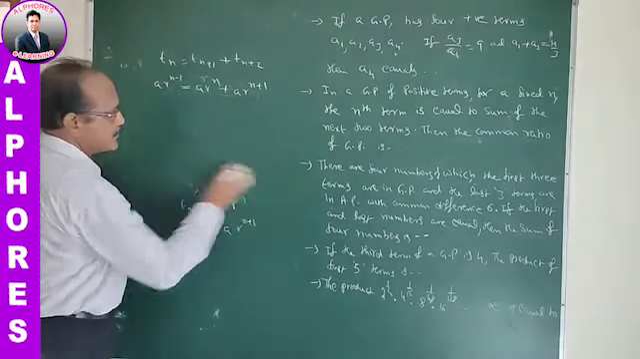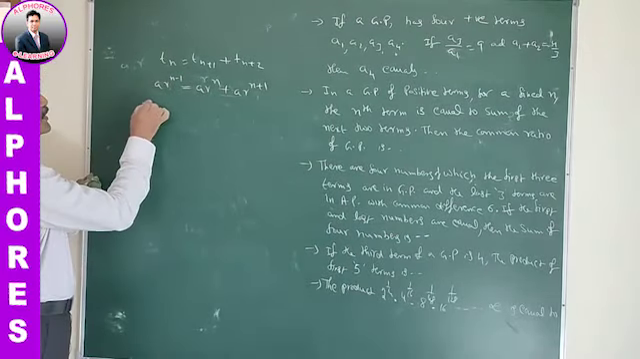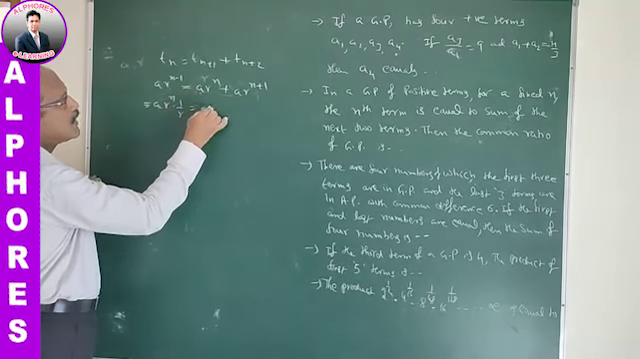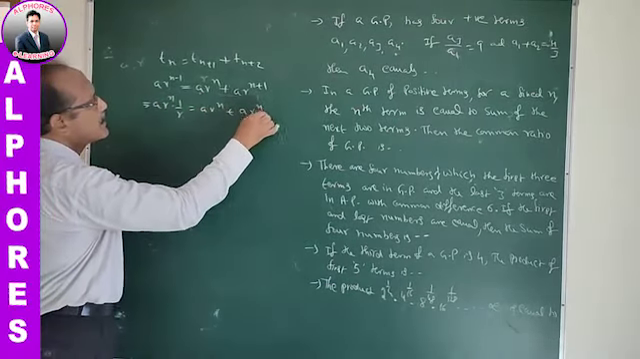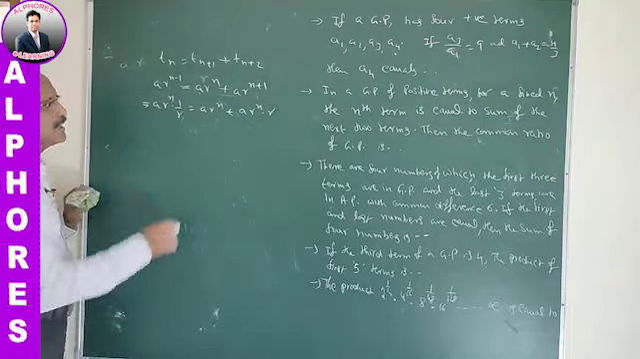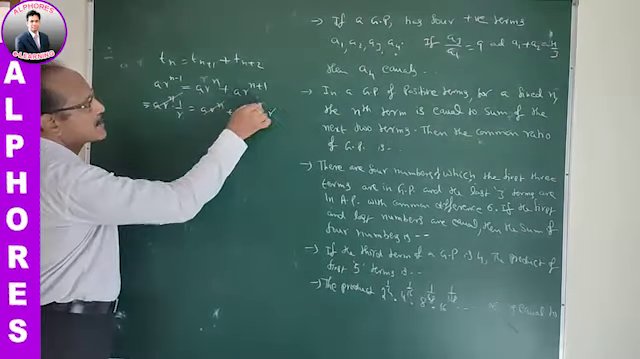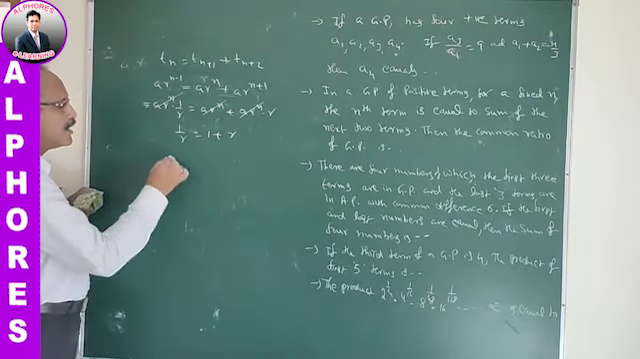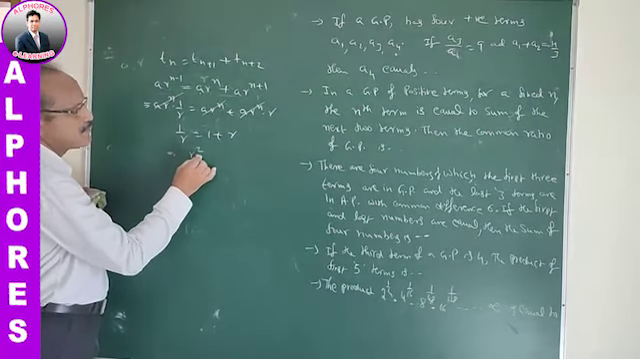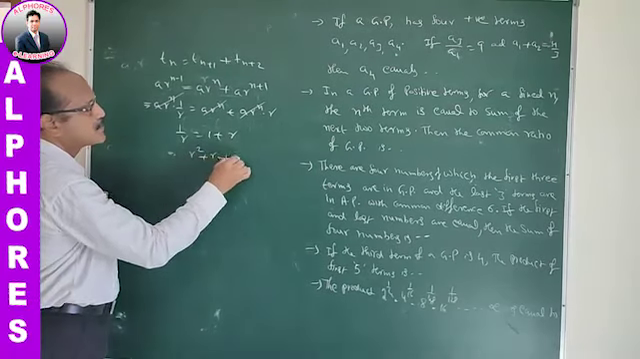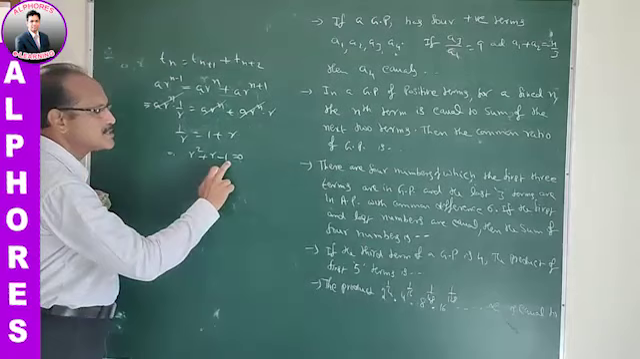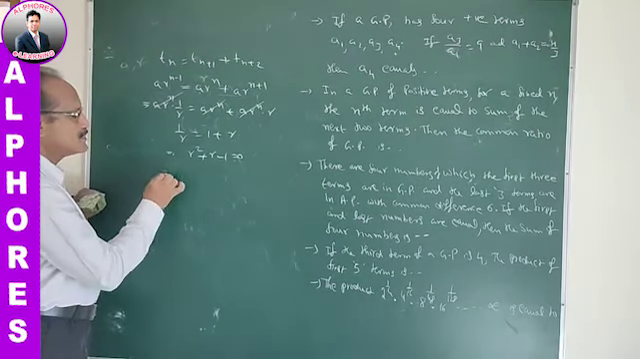Right, now coming to the next point, here I can write AR power n into 1 by R is equal to AR power n plus AR power n into R. Right, AR power n is the common factor in these terms. That is 1 by R is equal to 1 plus R. Making it quadratic, R square plus R minus 1 equal to 0 is the quadratic in R. Our aim is finding the common ratio of the GP. Right, that is the quadratic.